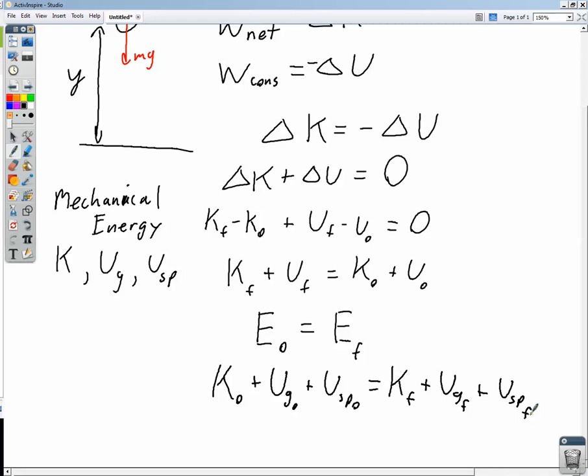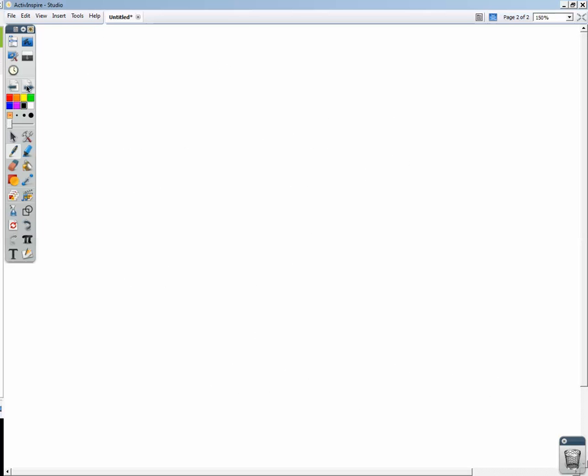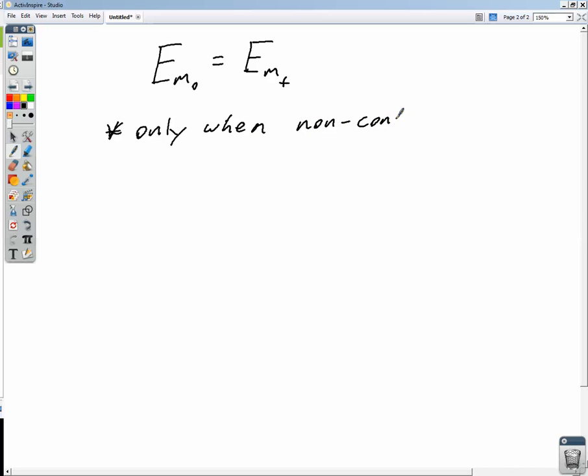Now, there are a couple conditions that have to be met when we say that mechanical energy is conserved. So mechanical energy initial equals mechanical energy final. We already talked about one of these conditions, only when non-conservative forces are ignored. All right, so mechanical energy is only conserved when we ignore non-conservative forces, or when only conservative forces are acting.